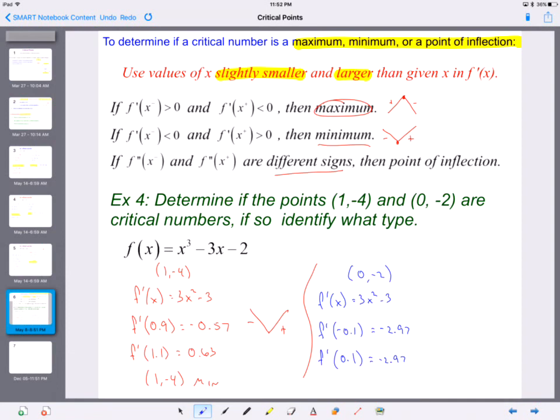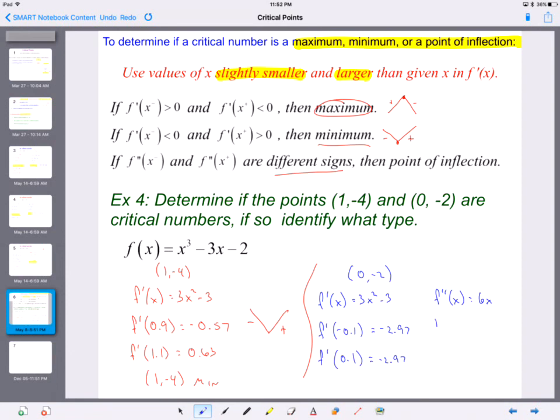So we don't have a change. We're going negative and then negative. So that doesn't tell us it's a max or min. It's neither of those two. So then we have to do the last thing, which is to look at the second derivative. So maybe it's a point of inflection. So the second derivative of 3x squared minus 3 would be 6x, and that's it. That's all we have left, it looks like.